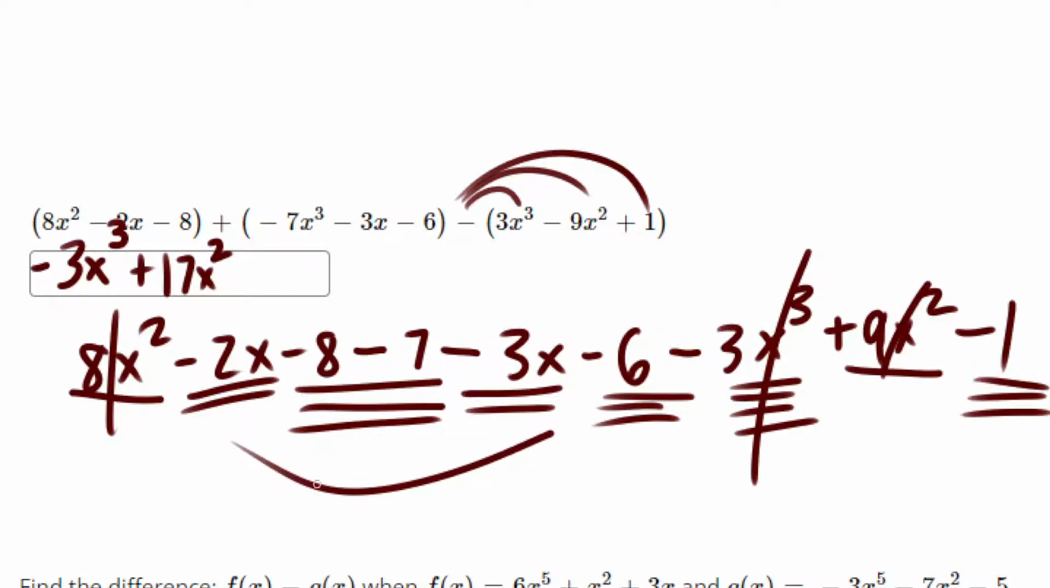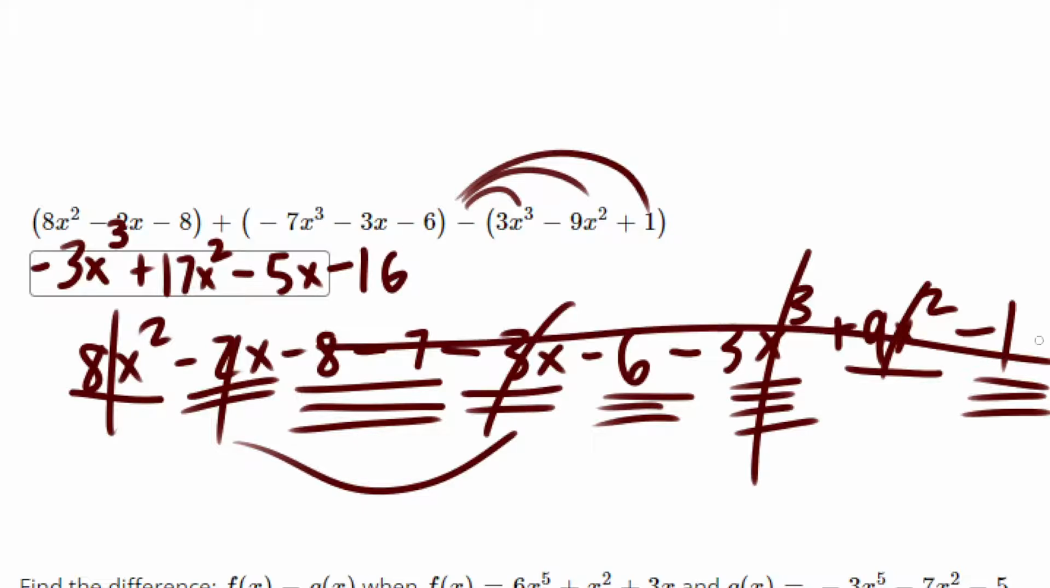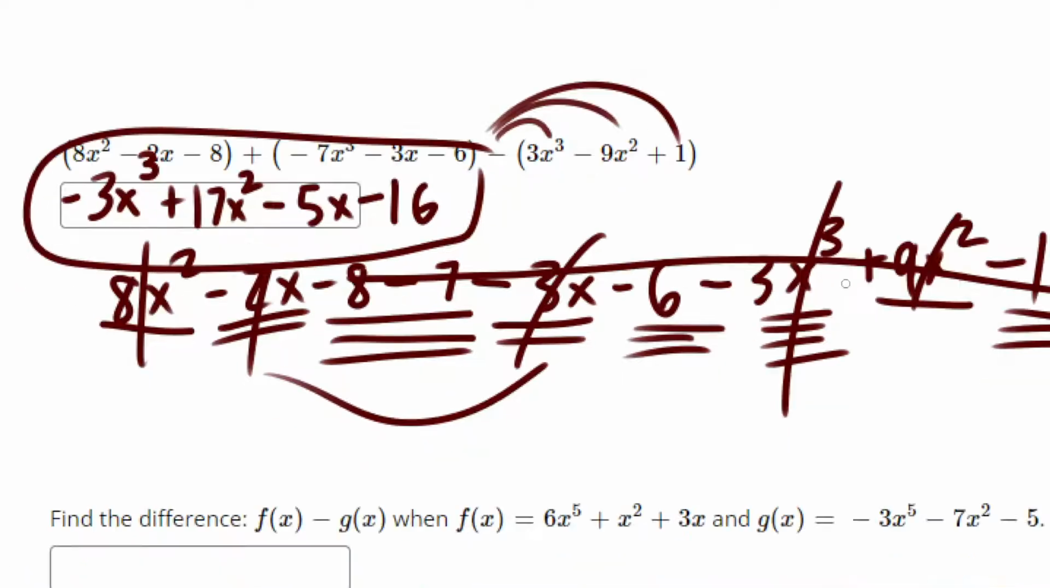Then we look at the -2x and the -3x. That gives you -5x. That takes care of these terms. And then we have -8 minus 7 minus 1, which will give you -16, and that'll take care of those terms. So this is your new answer.